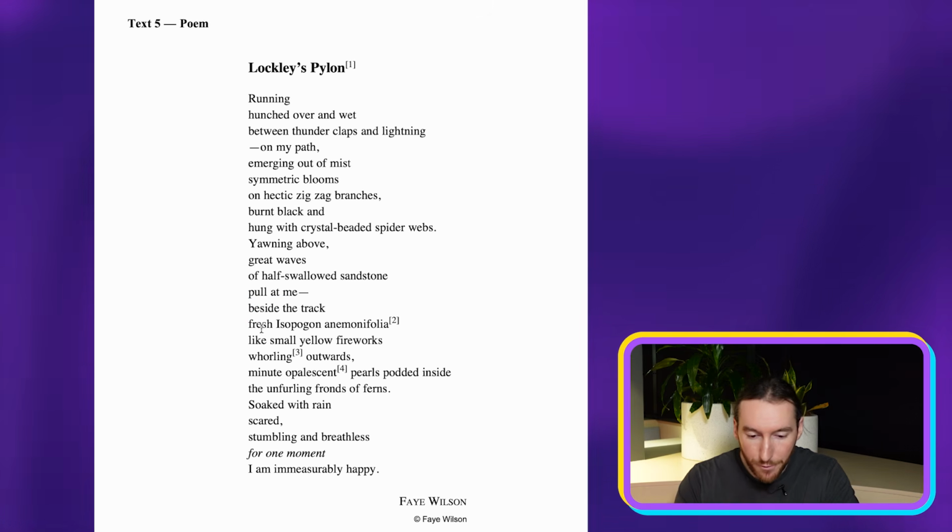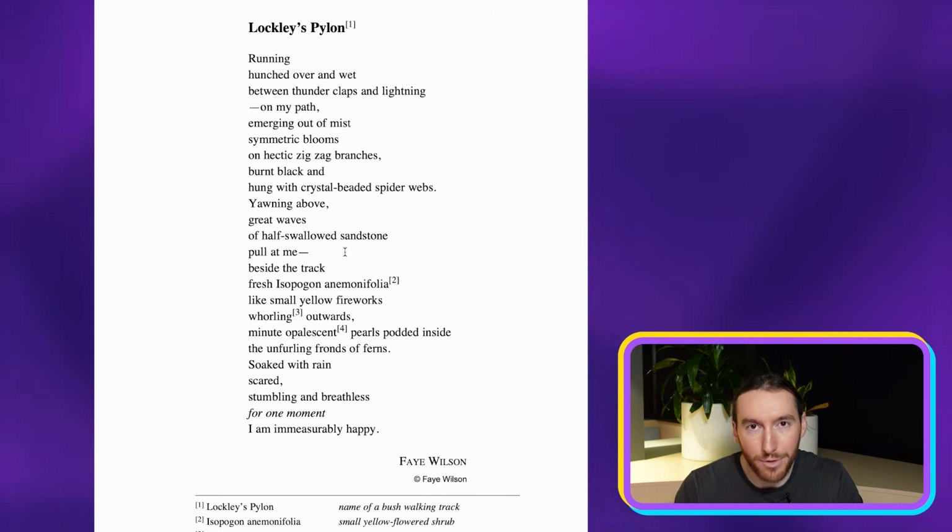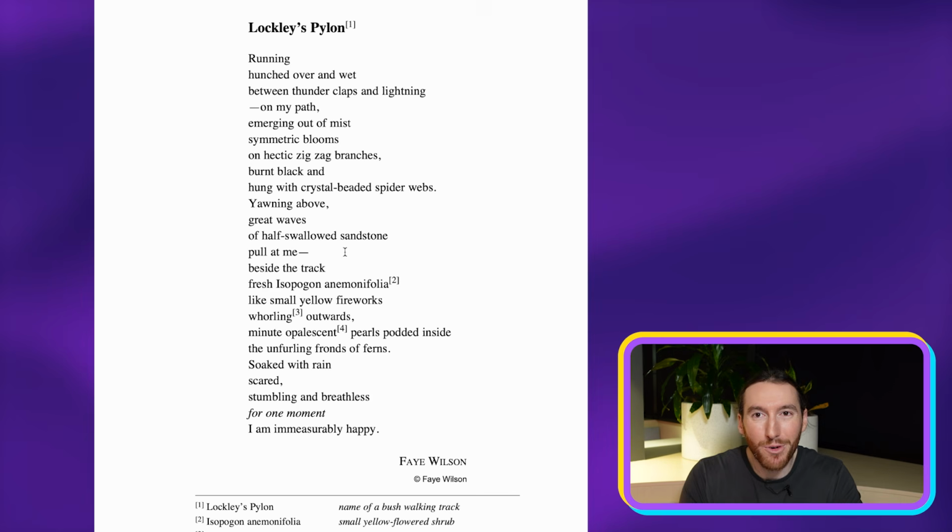"Those things pull at me. Beside the track, fresh..." whatever. We go down and look at it. It's a shrub. Notice I'm being deliberately dismissive here because on the day of the exam, if I saw that, I wouldn't really worry about it. I would look at the definition for sure to make sure I'm not missing the overall point, but I'm probably not going to focus on that for my techniques. And it doesn't matter, I don't need to.